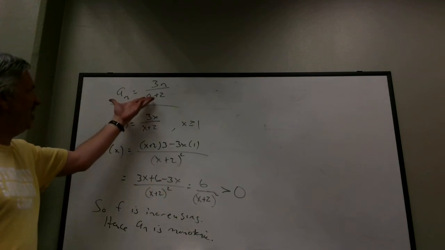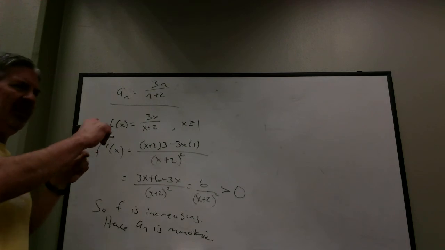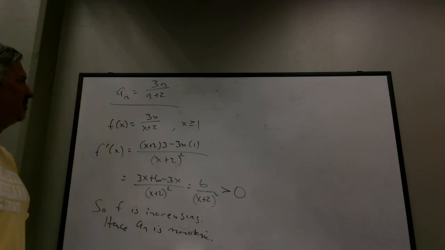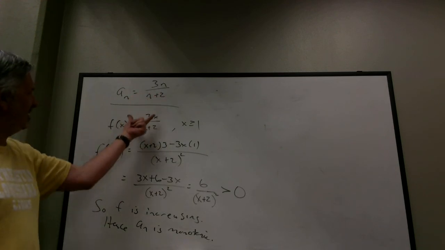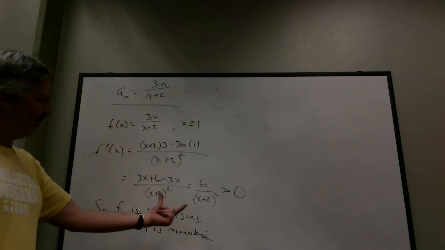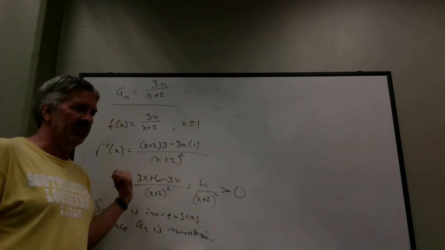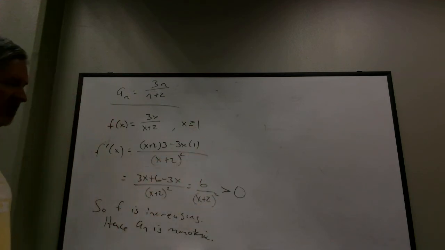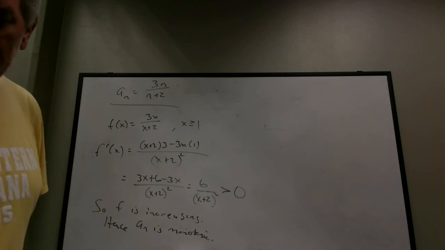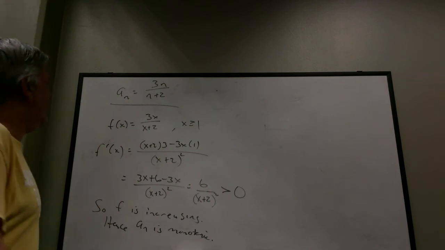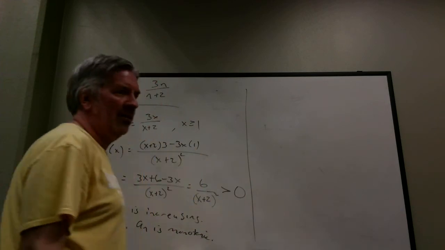If you have a sequence and it looks like the values are getting bigger, or it looks like the values are getting smaller, and you're just not sure how to show that, try rewriting it as a function f of x and taking a derivative. If your derivative is always positive on the domain or always negative on the domain, the sequence is monotonic. So keep that in mind. That's one method. Okay? Now, the other part said, let's talk about the boundedness.